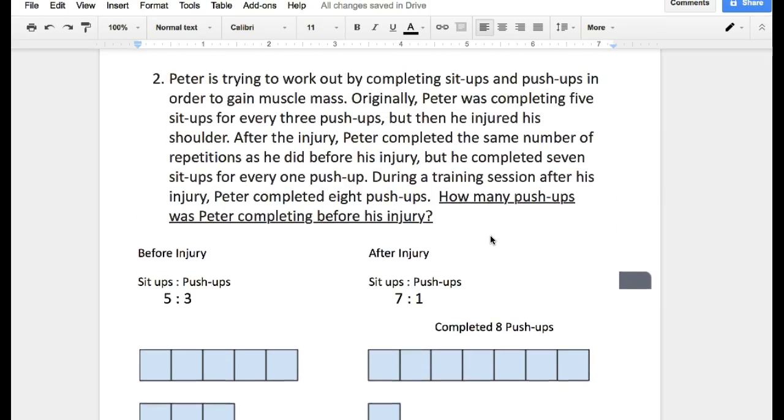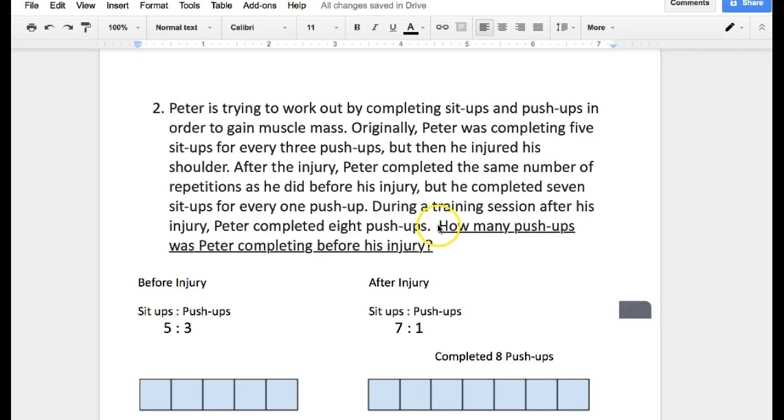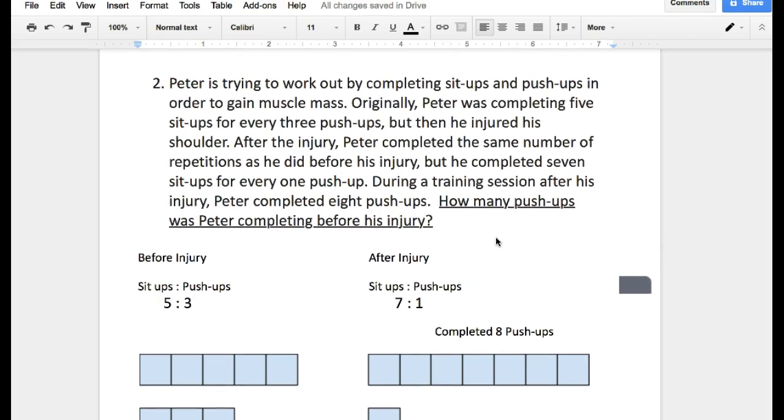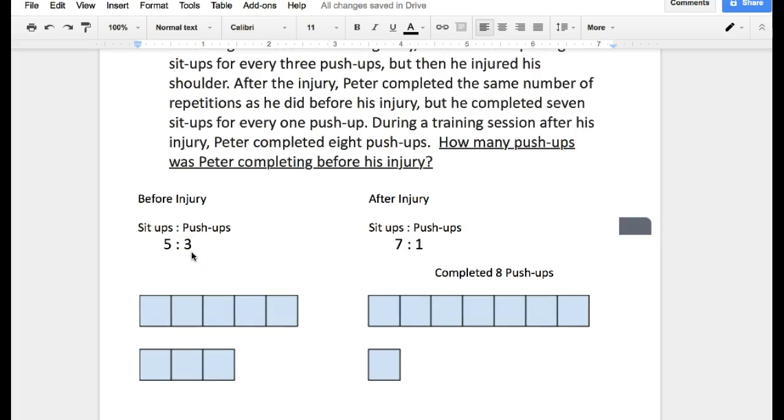Hi, well, what I did when I looked at this problem was I started by highlighting and underlining what the problem's asking me to find. And that one was how many push-ups Peter was completing before his injury. Then I took all this information and I started to pull it out and see what I needed to work with. So before the injury, he had 5 to 3 sit-ups to push-ups. After his injury, he had 7 to 1 sit-ups to push-ups, which stands to reason because he had an injured shoulder, so push-ups are probably a little harder for him. So it makes sense. That's not important so much. We also know that he completed 8 push-ups after his injury. So, I started by drawing a tape diagram.